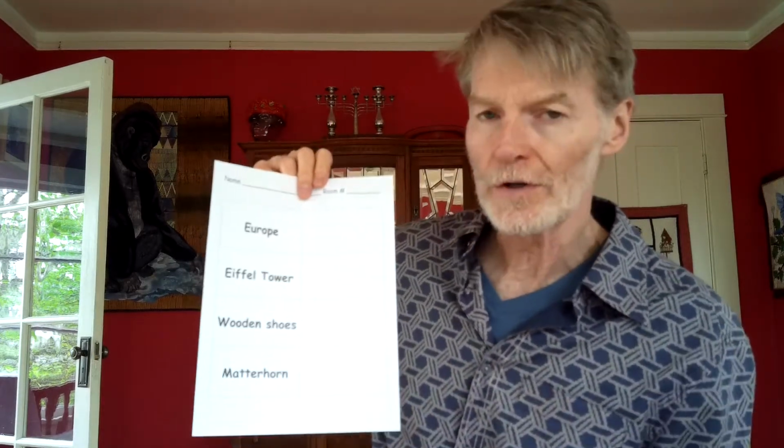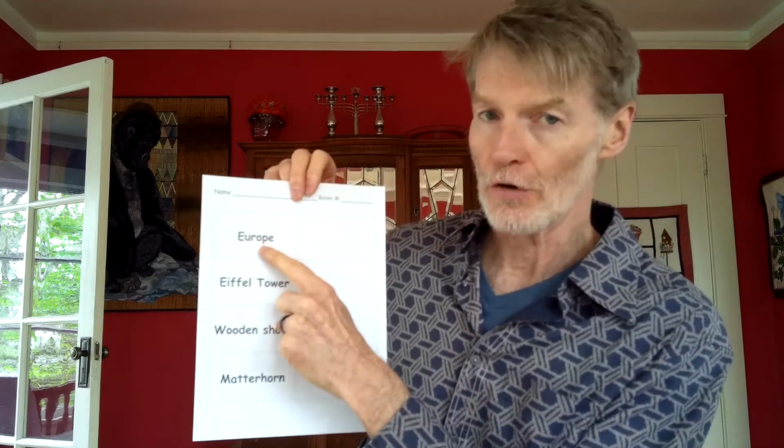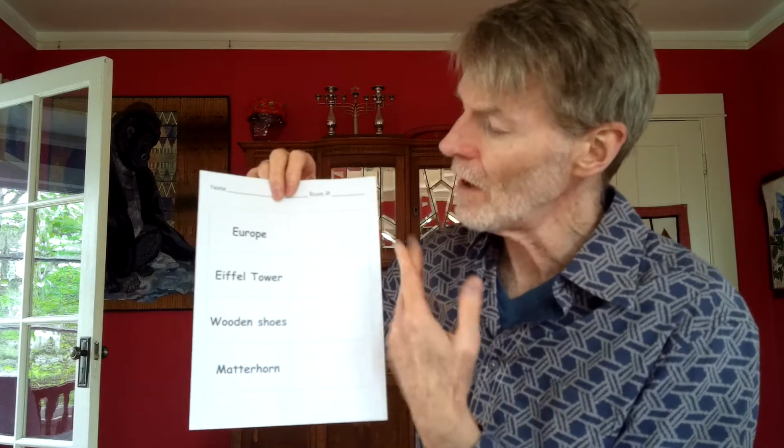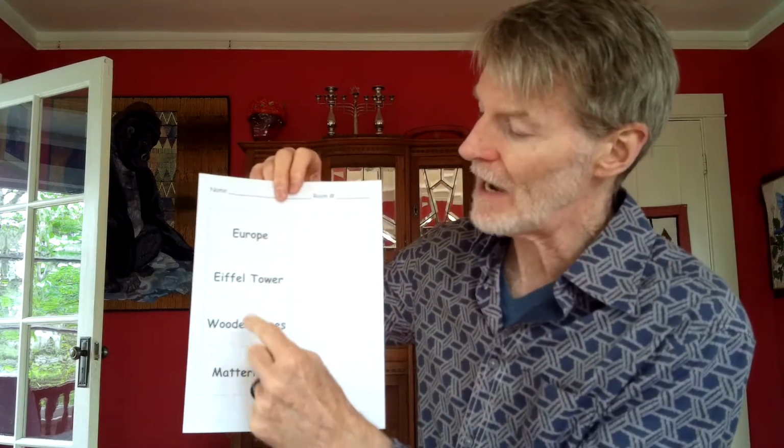There's 4 words. You can ask someone to read them to you. This says Europe. This says Eiffel Tower. This says wooden shoes. And this one says Matterhorn. If we were in the building, we'd take time to explain each of these and maybe show you some photographs or images or video or PowerPoint. But they're words that are important to the continent: Europe, Eiffel Tower, wooden shoes, and Matterhorn.